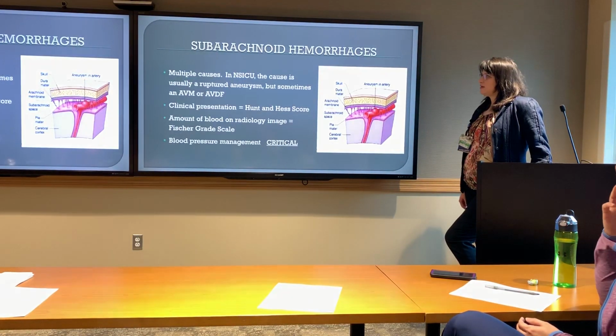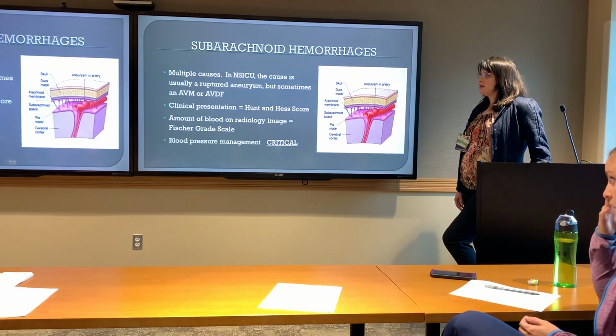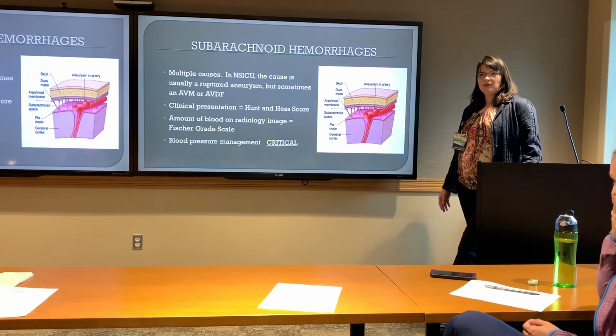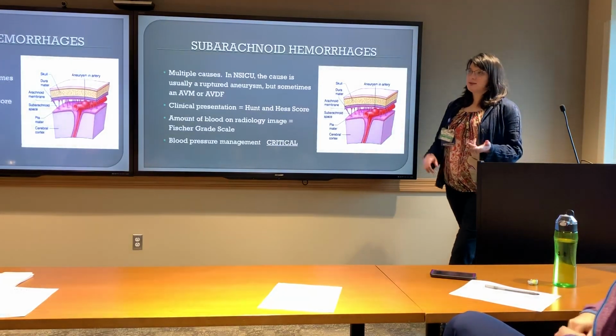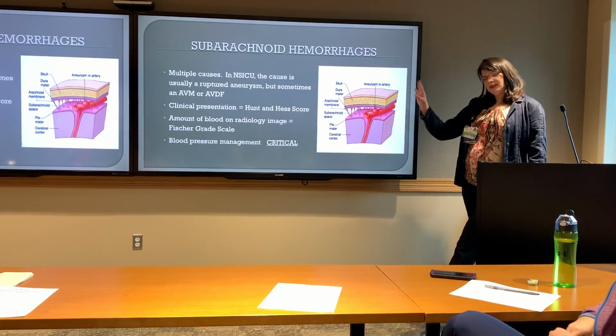Okay, so this is just kind of general information. We brought up the multiple causes of subarachnoids, but in our ICU, it's typically a ruptured aneurysm. Sometimes it is an AVM or AV fistula. It could sometimes be drugs. There have been mycotic aneurysms. There have been a lot of other types. But this is basically kind of the idea.